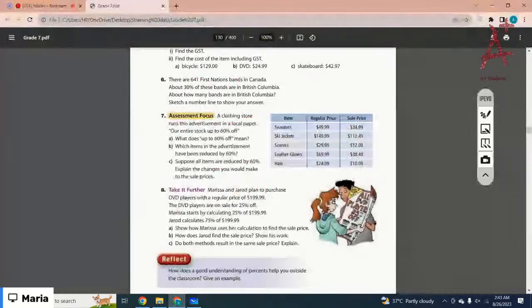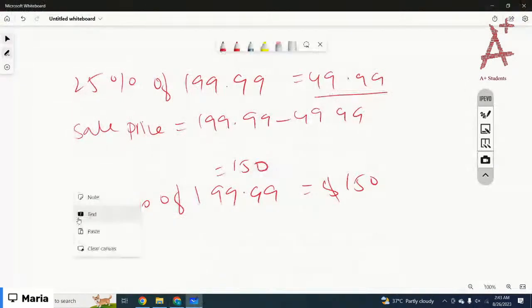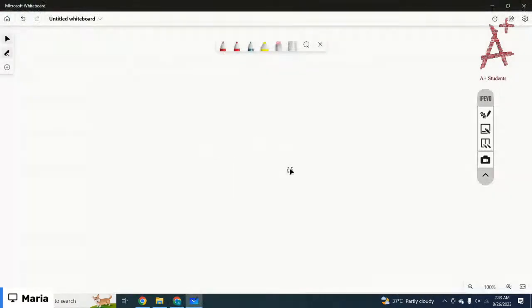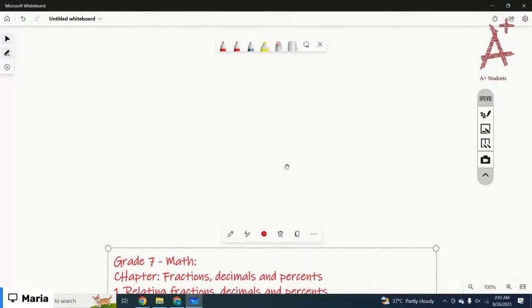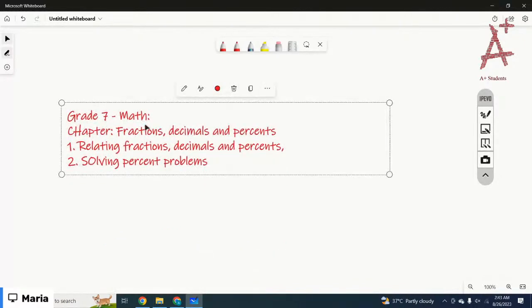Okay, we are done with the lesson, and also we are done with chapter 3. So basically we're working on grade 7 math. The chapter we're working on is fractions, decimals, and percents. Lessons we have covered are relating fractions, decimals, and percents, and solving percent problems, right? So please make sure before the next session you complete all the practice questions for the lessons we did today. If you need more help with any of the lessons, you can contact any tutor on the Skype.